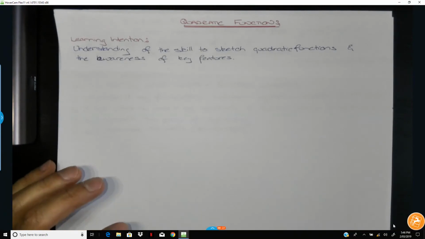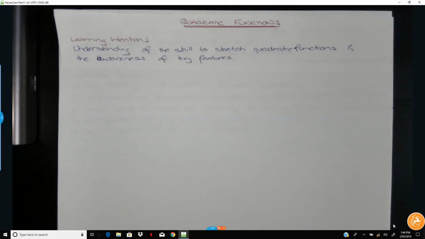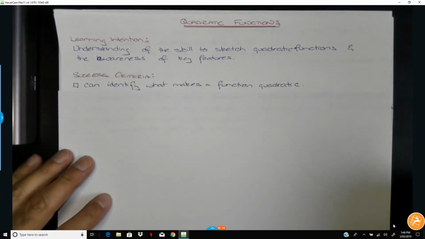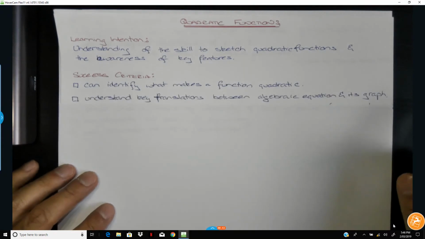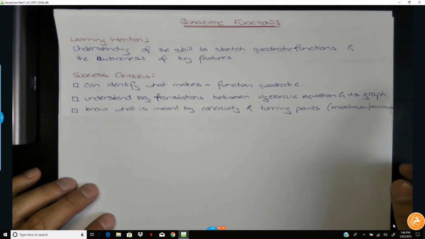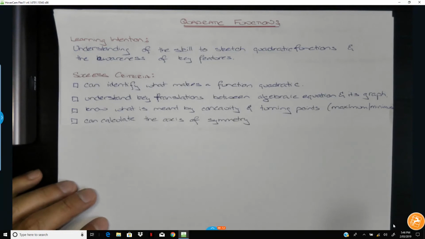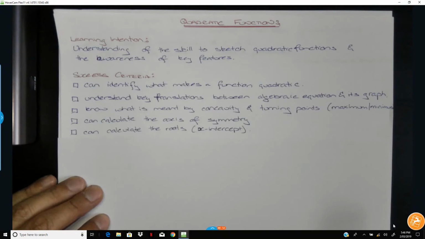Okay, today we're going to look at quadratic functions. Our learning intention is to understand the skills to sketch quadratic functions and to be aware of some of the key features. Some of the success criteria: we should be able to identify what makes a function a quadratic, understand key translations between the algebraic equation and its graph, know what is meant by concavity and turning points, so maximum and minimum, be able to calculate the axis of symmetry, and calculate the roots or the x-intercepts.